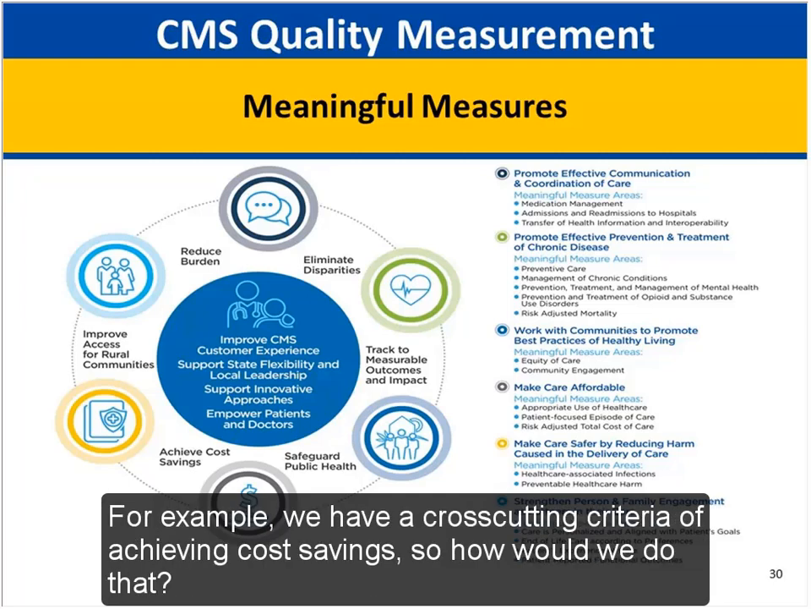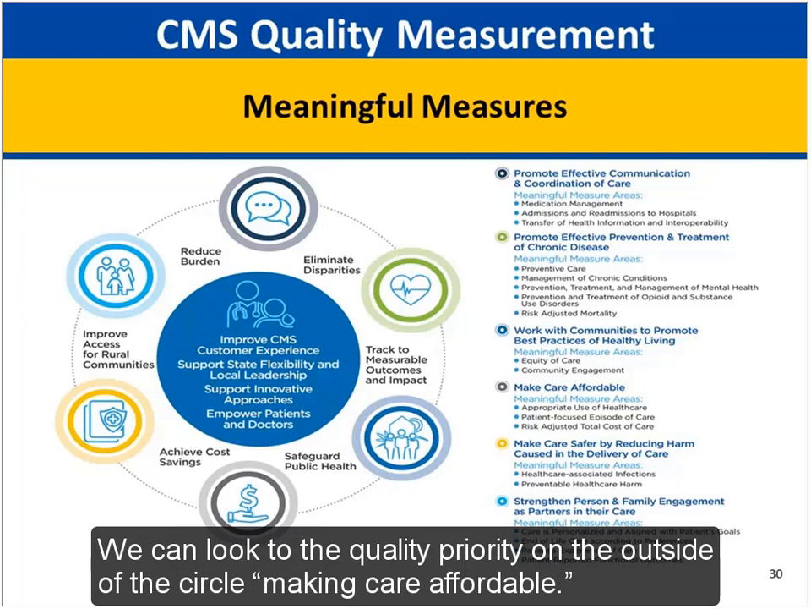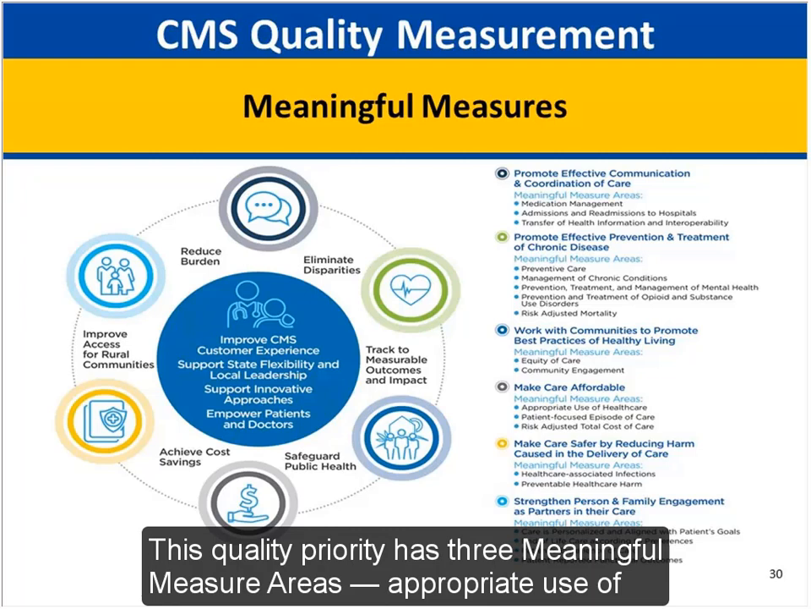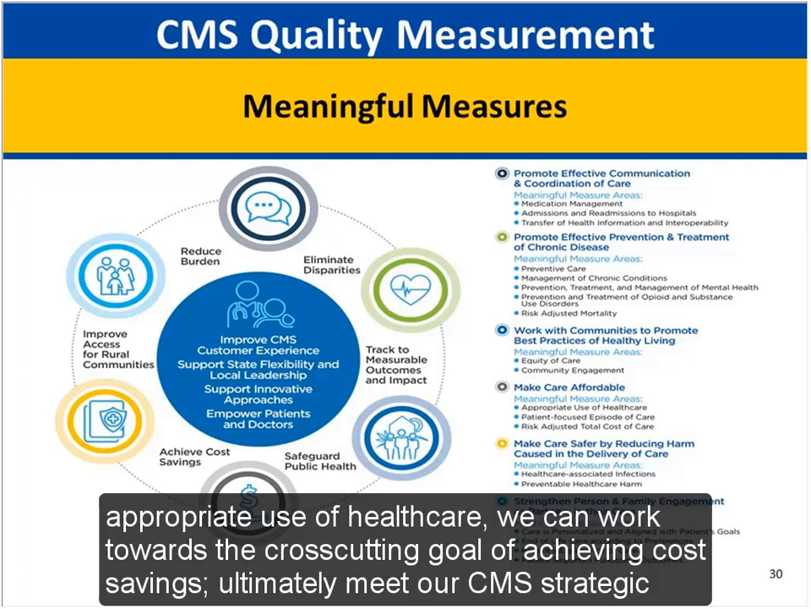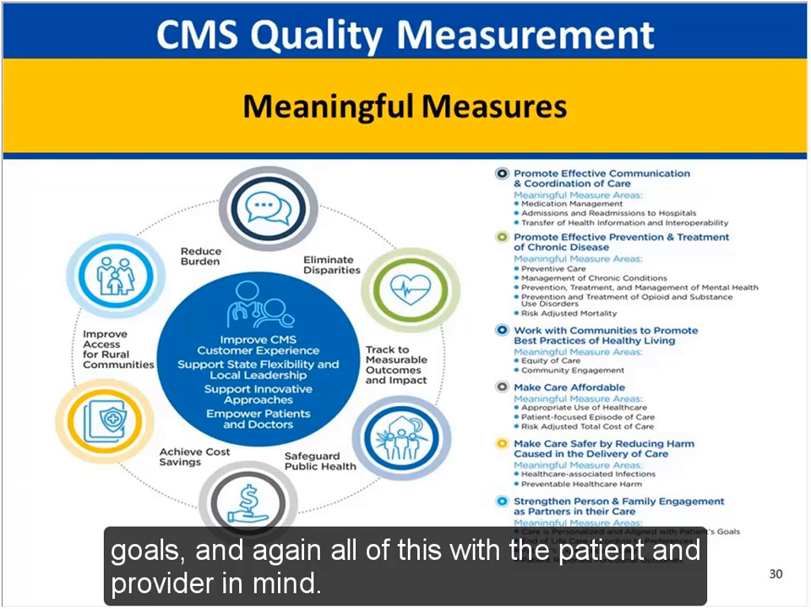So for example, we have a cross-cutting criteria of achieving cost savings. So how would we do that? We can look to the quality priority on the outside of the circle of making care affordable. This quality priority has 3 meaningful measure areas: appropriate use of health care, patient-focused episode of care, and risk-adjusted total cost of care. So by focusing on these meaningful measure areas, such as appropriate use of health care, we can work towards the cross-cutting goal of achieving cost savings, ultimately meet our CMS strategic goals, and again, all of this with the patient and provider in mind.